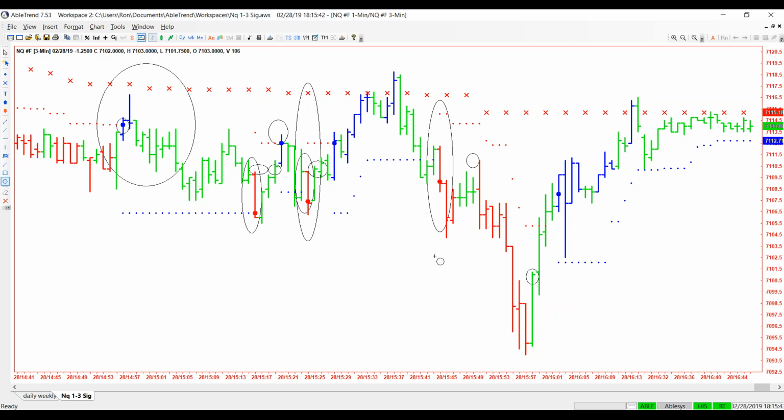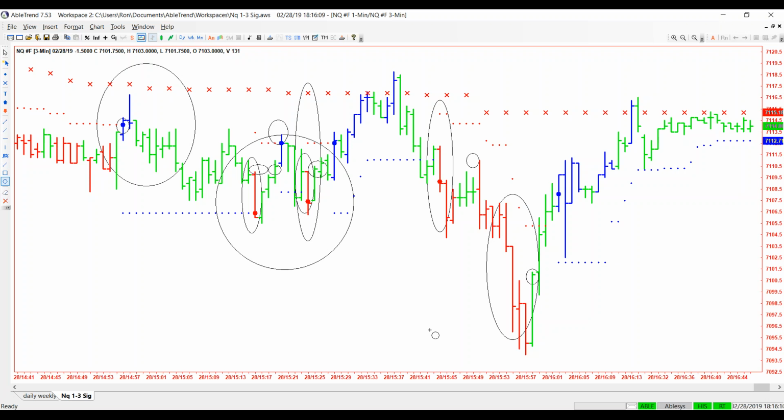We picked up 8 points at the end. Cleaned up these 2 4-point losses with this 8-point winner at the end. Actually, at the end of the day, we lost a couple of points. It was a really choppy, ugly day. Fortunately, we've got the guidance chart with the 2 time frames together, and it kept us out of a lot of trades today. Otherwise, we really would have gotten crushed if we didn't have an AbleTrend guidance chart today.